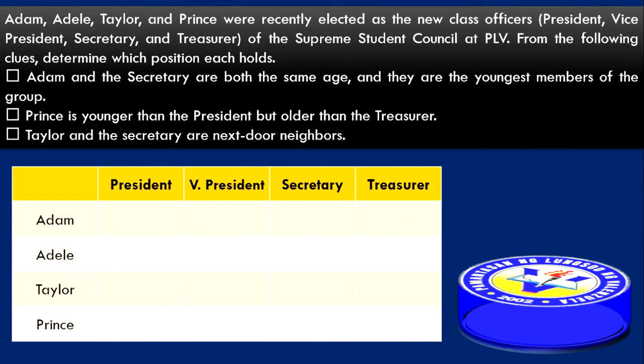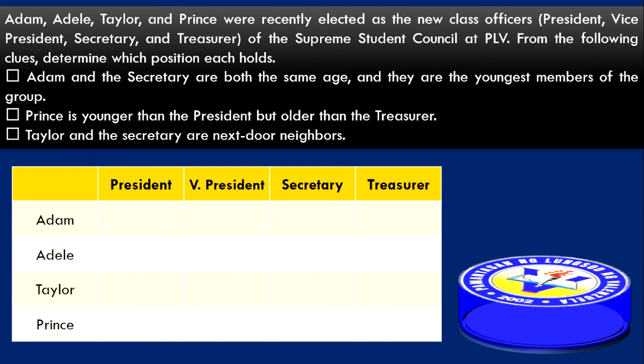Okay, another situation in school we're in. We are dealing now with the positions of the students. Okay, so previously the lost backpack, but now we'll deal with the positions of each student on the Supreme Student Council at the Pamantasan ng Lungsod ng Valenzuela. Okay, so we have four students: Adam, Adele, Taylor, and Prince. Okay, so given the three statements here, we need to identify what is their position. Okay, who is the president, vice president, secretary, and the treasurer.